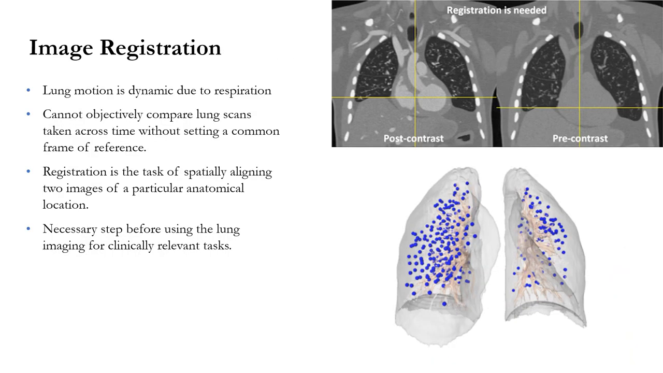Lung motion is quite dynamic due to respiration. As such, we cannot compare lung scans across time or patient without first establishing a common frame of reference. Registration is the process of spatially aligning two images of a particular anatomical location. The two figures to our right demonstrate the necessity of registration given the slight anatomical shifts in lung position between the first and second scan.